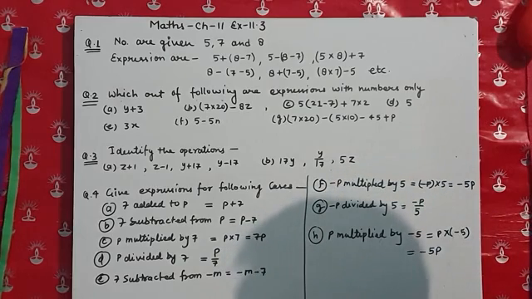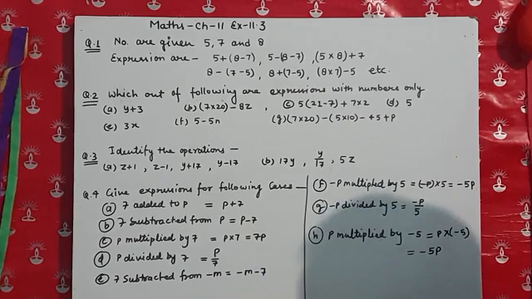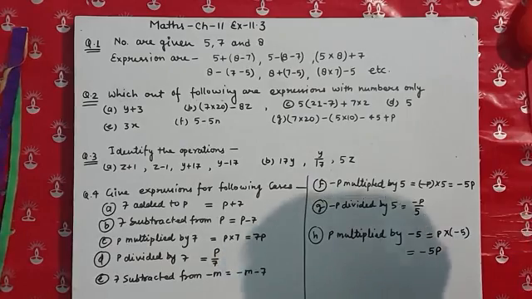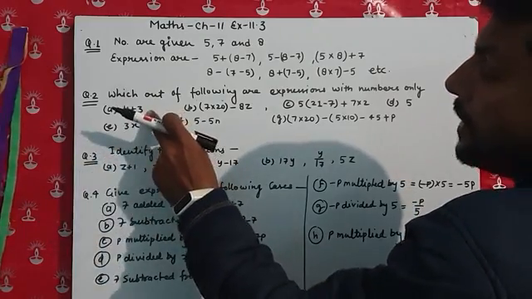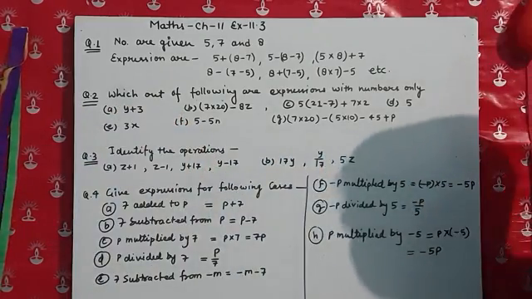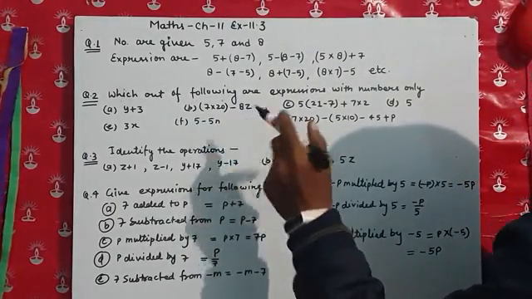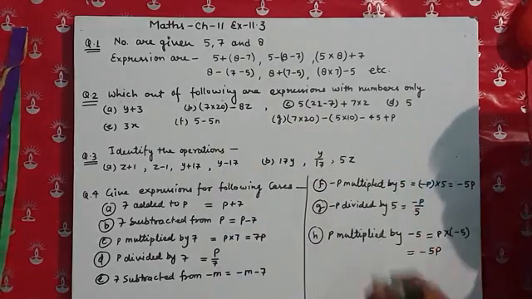Now going to the question number 2. In the question number 2, the question is asking which out of the following are expressions with numbers only. So here we have to find out the expressions that are made up of numbers only. Here y plus 3 is given. So here a number is given but also the variable is given. In the B part, here 7 into 20 are numbers, but z is given, that is a variable. So this is not according to the question.